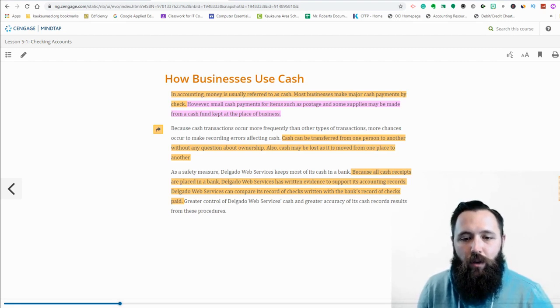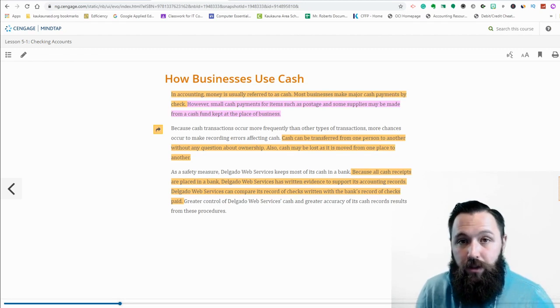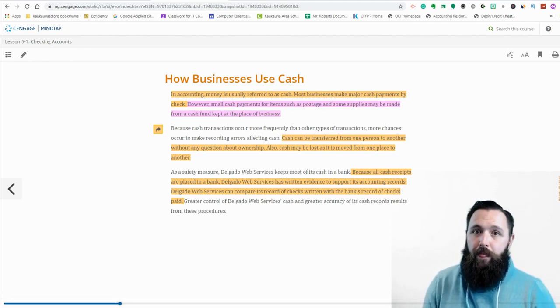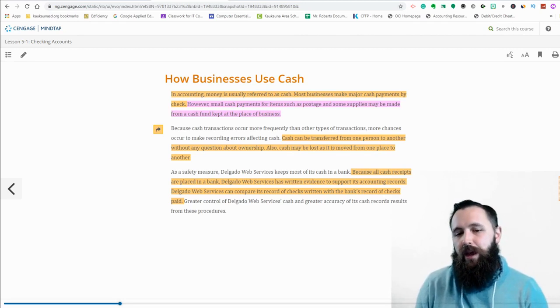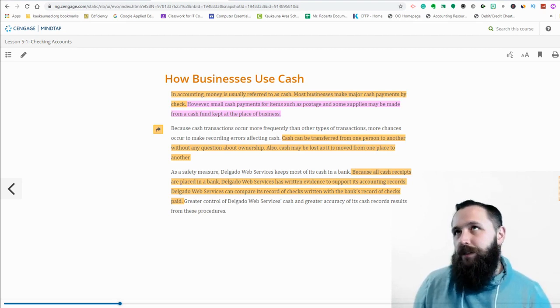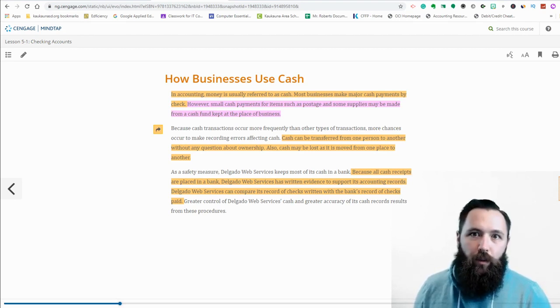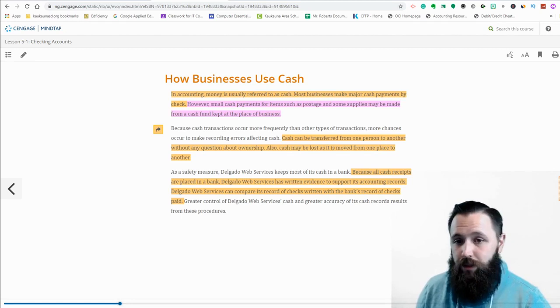It says Delgado Web Services can compare its records of checks written with the bank's records of checks paid. So what we're going to be doing here is using the bank. Anytime that we write checks or receive checks, the bank's going to have a record of that. But it's not like the bank just automatically has a record. We have to do our part as well. And that's what going through this unit is going to help us with.